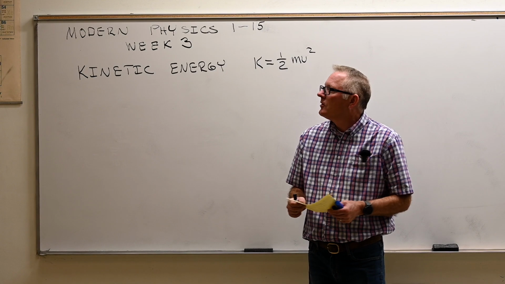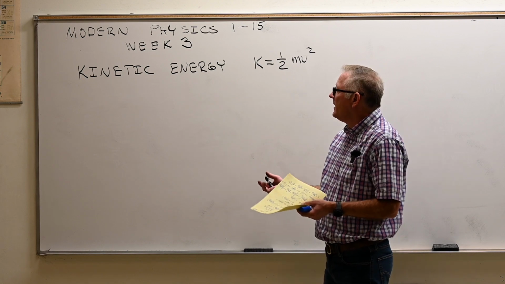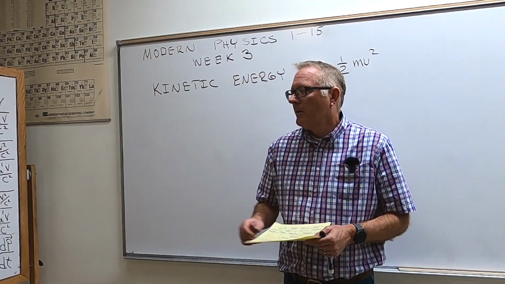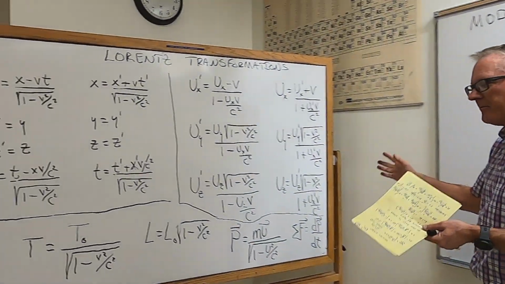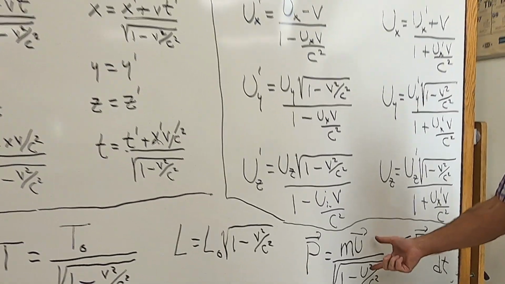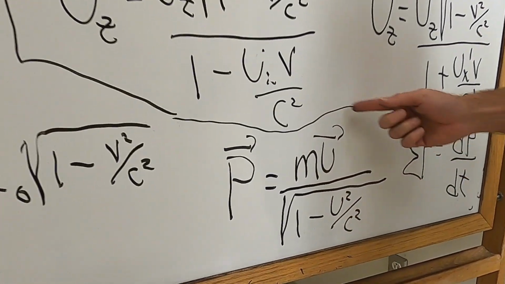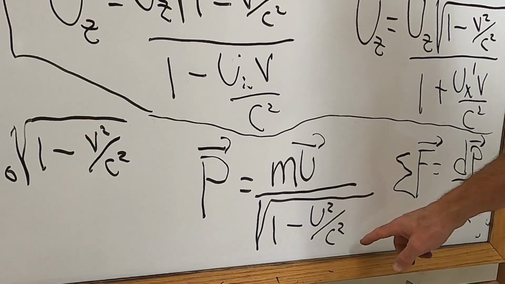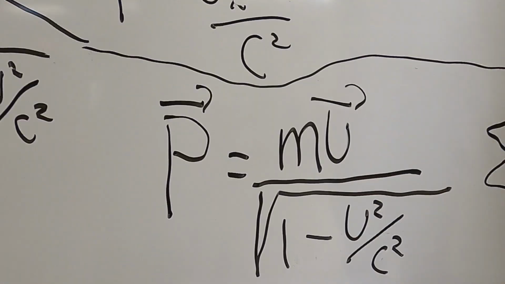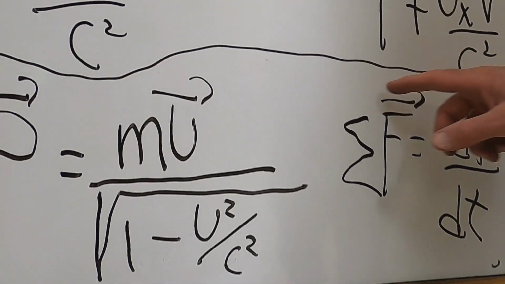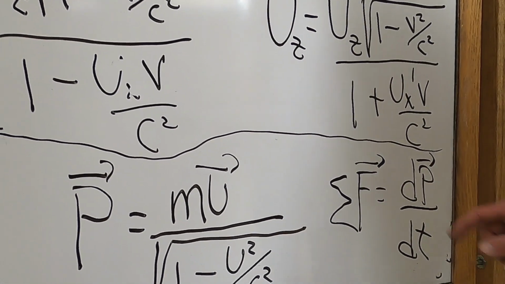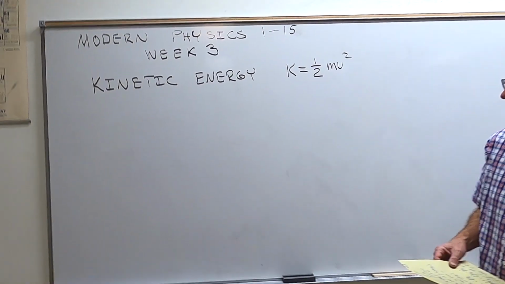So in this lecture, we're going to look at the kinetic energy to see if that equation also has to be modified. So just our Lorentz transformations before. The only difference now is we have this new definition of momentum. Just remember, this is the square root of 1 minus u squared over c squared, not the v squared. And we still want to keep Newton's second law. We at least want to keep this definition of force, which is the change in momentum with respect to time. But here I'm going to talk about kinetic energy.